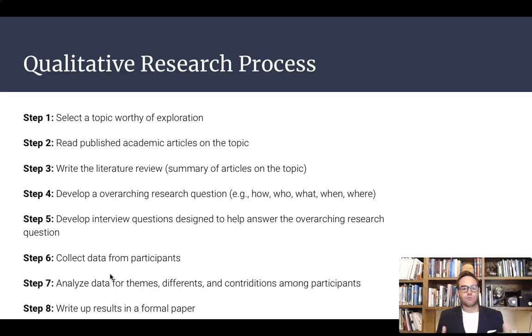Step 3, write the literature review. Essentially, this is a brief summary of all the articles that you've read that deal with that topic. And what you're trying to do is provide a review of the literature and say, look, this is what all of the scholars before me have studied. These are their different approaches. And this is how my study is going to contribute to this body of knowledge.